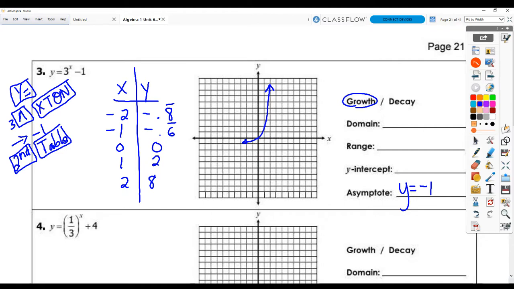The domain from left to right are arrows to arrows, which is all real numbers. So that capital R with the extra line there. The range, it's all above the line y equals -1. So the y values are all greater than -1. And the y-intercept is the origin, which is the point 0, 0.